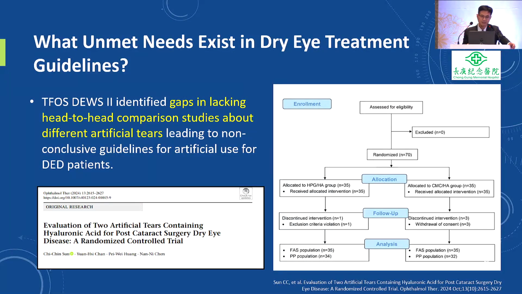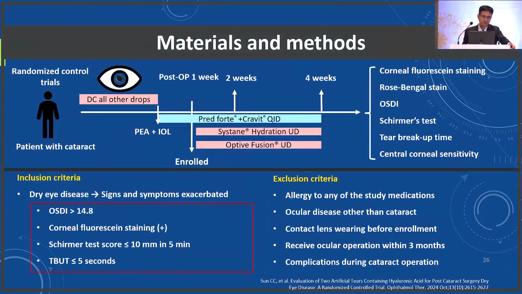We evaluated two artificial tears containing hyaluronic acid in post-cataract surgery dry eye disease. We recruited 70 patients and allocated them to two groups, the HP-Guar HA group and the CMC group, another brand which contains hyaluronic acid. Here is the study protocol.